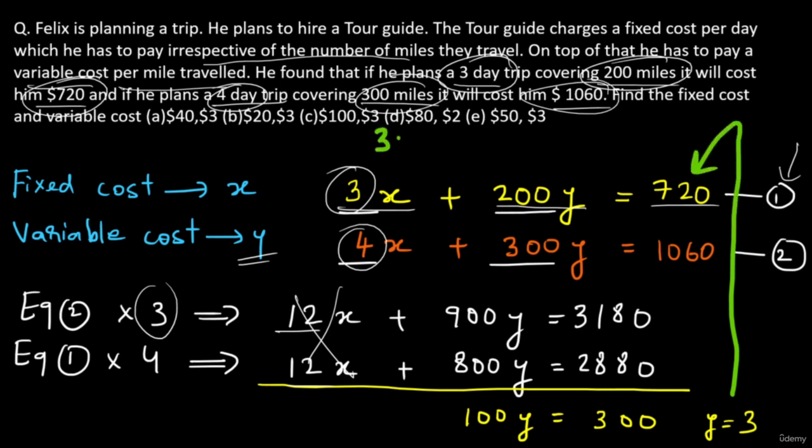Now to find x, let's substitute y over here. So we get 3x plus 200 into 3, that is 600, is equal to 720. Therefore 3x is equal to 120, or x is equal to 40. Therefore the correct answer to this question is 40 and $3, which is answer option A.